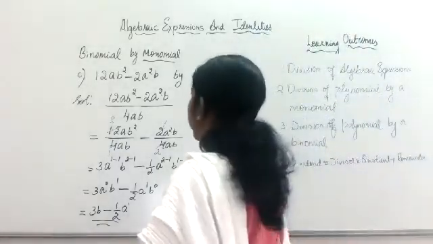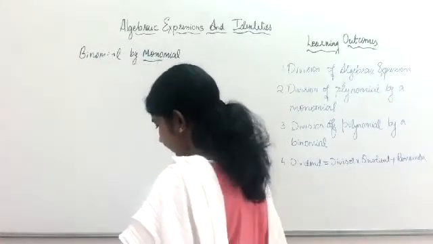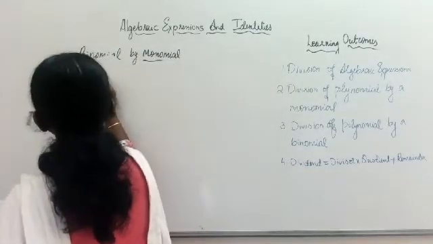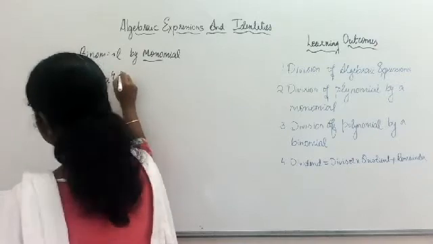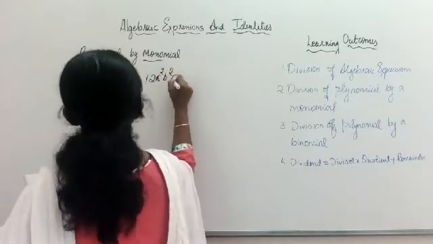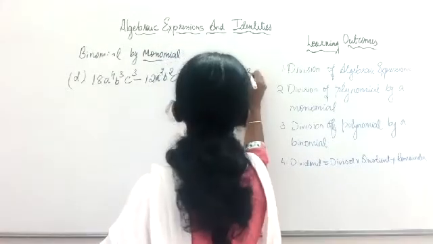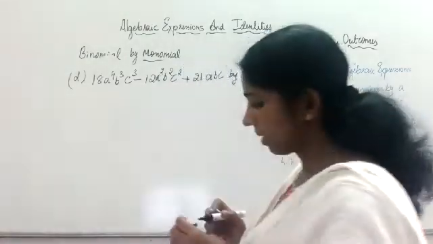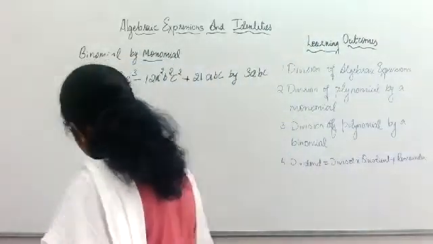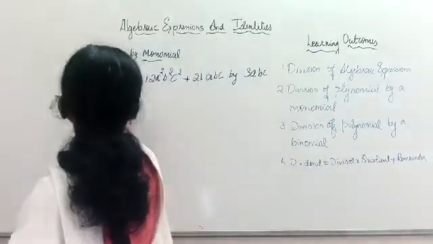Let's go for one more example. So it is 18 A to the power 4, B to the power 3, C to the power 3 minus 12 A square B square C square plus 21ABC by 3ABC. So this is how we are doing it. Again, this is not a binomial, this is a trinomial. Like we are saying, it's a polynomial, and directly I'm going to call it a polynomial.